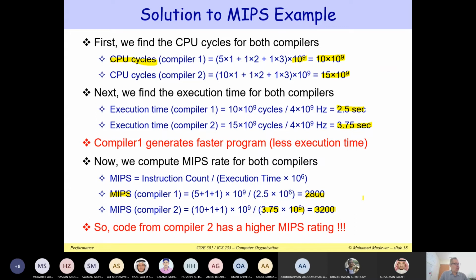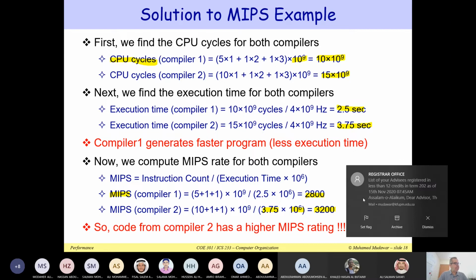Therefore, compiler 1 is going to win, even though compiler 2 is generating a program that has a higher MIPS rating. So the MIPS rating here means nothing. Even though compiler 2 has a higher MIPS rating, it does not mean that the execution time is better. So you always have to go back to the execution time. That's the most important thing about performance. So we say that compiler 1 will produce faster code than compiler 2, because it will take less time. That's it, regardless of the MIPS rating.